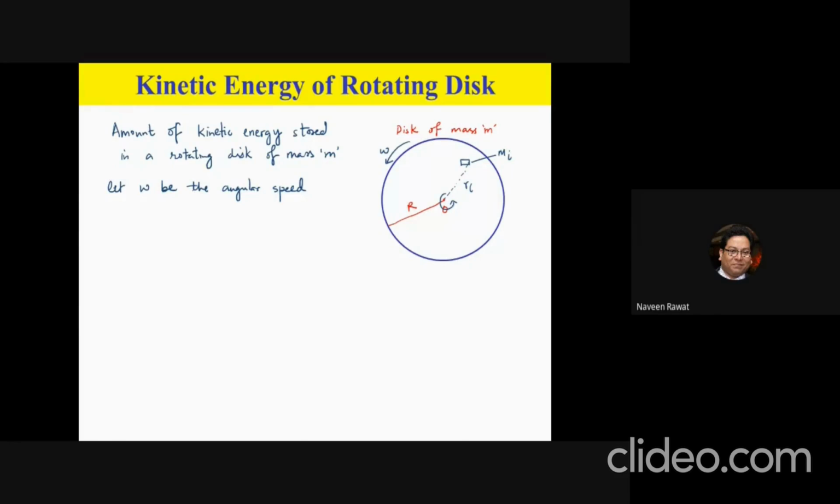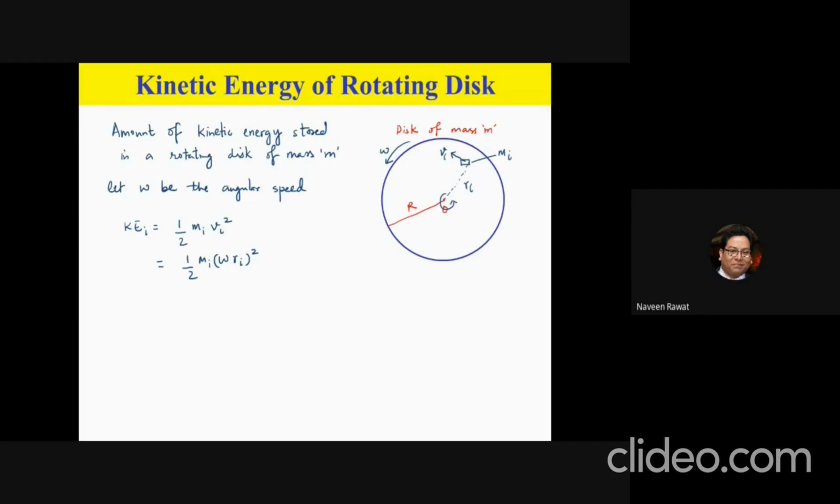If I want to find the kinetic energy of this small element i, I know that it is 1/2 times the mass of the element times its velocity v_i squared, so 1/2 m_i v_i squared. From our previous lecture we know that we can express the velocity in terms of omega: v_i is just omega times r_i, and then we have to square it.